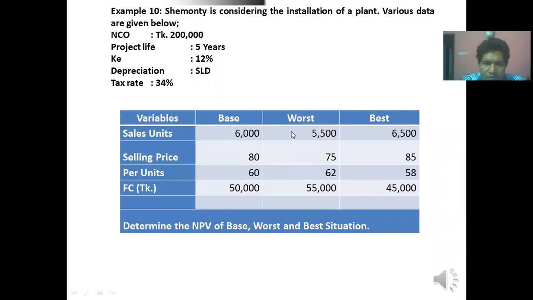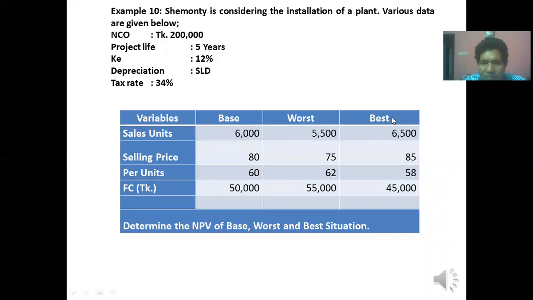Okay, now we will discuss with an example. Here are some data given below. NCO 200,000, project life 5 years, cost of equity KE 12%, depreciation straight line method. Tax rate 34%. Here are three conditions: base, worst, and best condition.